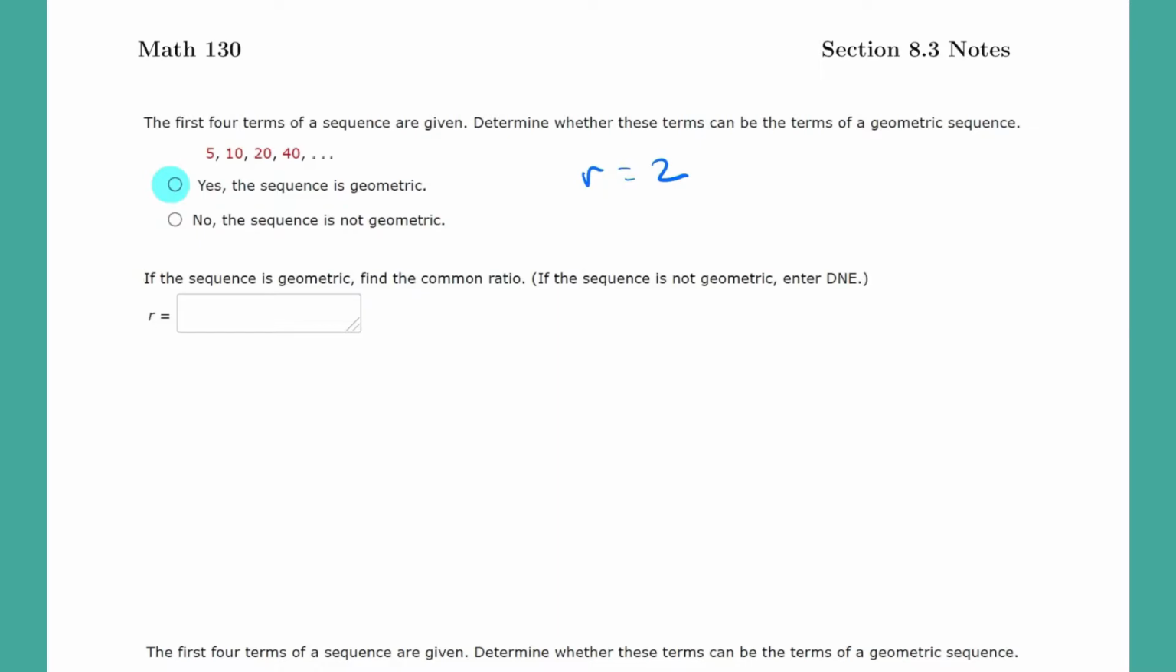So just to recap, if you multiply 5 times 2, you get 10. 10 times 2 is 20. 20 times 2 is 40. Because it's common each time, this number is fixed, that means it is a geometric sequence. And so that is our answer for that.